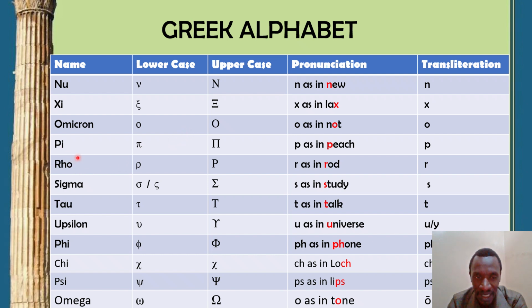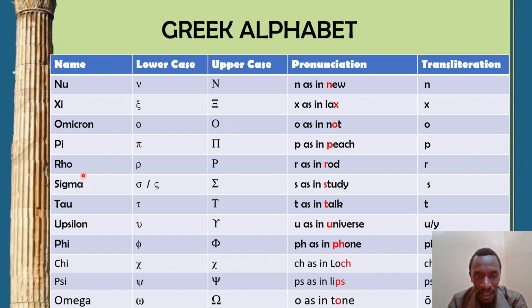And then the next letter is pi, and pi is written like this. Those who do mathematics and a bit of physics, you meet with this kind of pi. But you need to understand that this is how it is written, and it has a P sound.